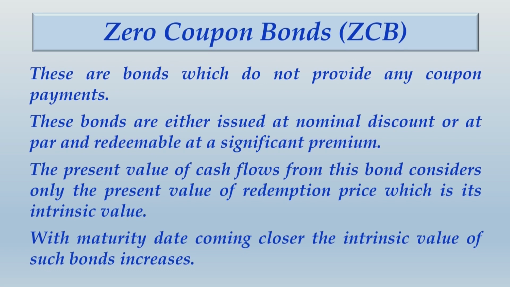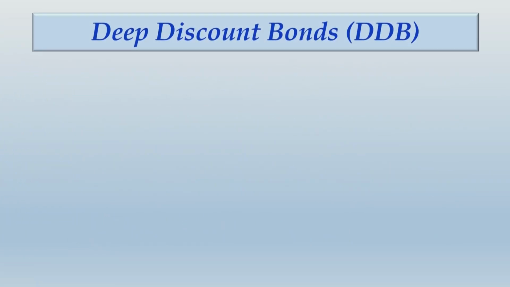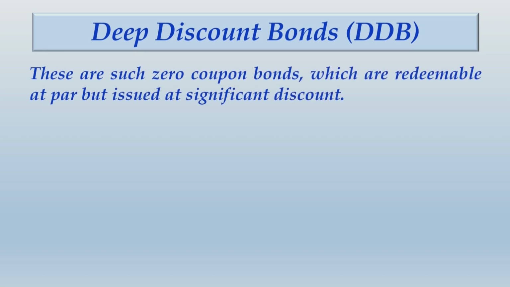Alright friends, you would have finished writing this whole thing. Let us write a line about deep discount bonds as well. Just one single line. These are such zero coupon bonds which are redeemable at par but issued at significant discount. Quickly write this as well.